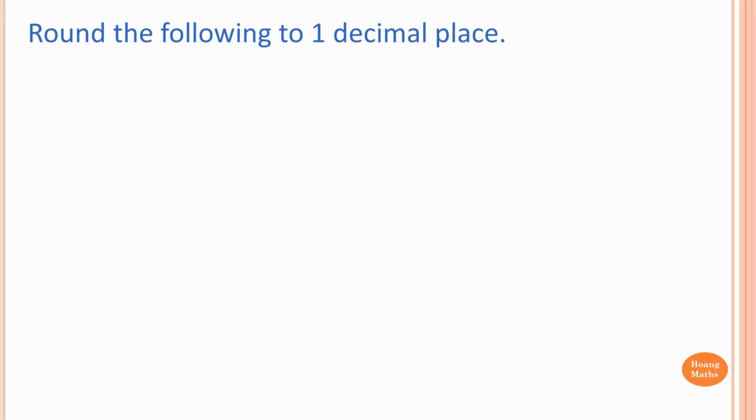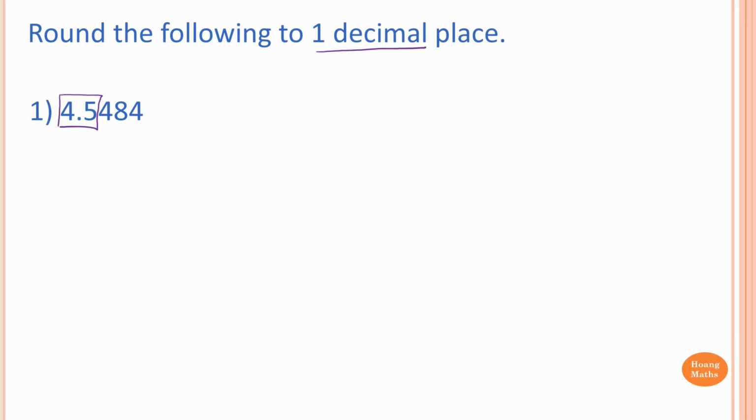Round the following to one decimal place. First one, 4.5484. At the moment, it has 1, 2, 3, 4 decimal places. To round to one decimal place, in other words, is to write up to one number after the decimal point. So this is 4.5. We write up to this.